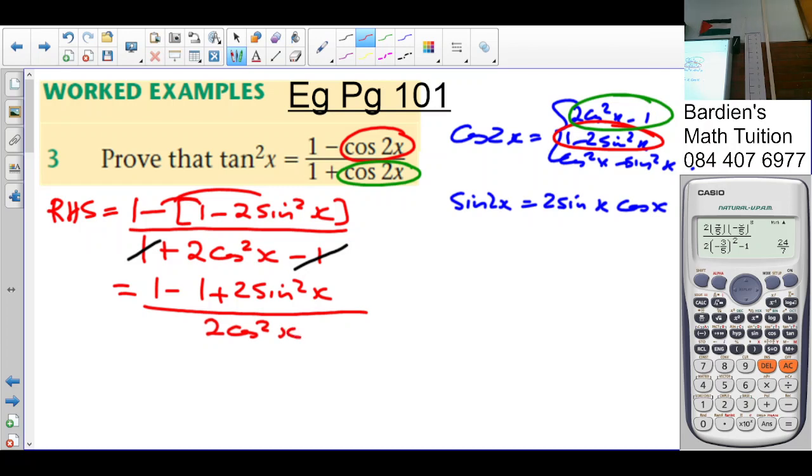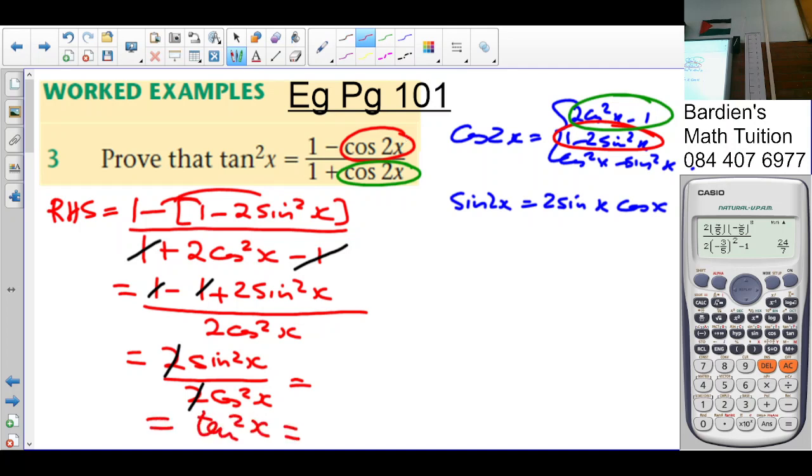Now what? What can happen now? The 1's cancel, not so. So that cancels, not so. So what do we have? 2 sine squared x over 2 cos squared x. 2's cancel. What is sine over cos? Tan. And sine squared x over cos squared x? Tan squared x. Which is actually equal to the left hand side.